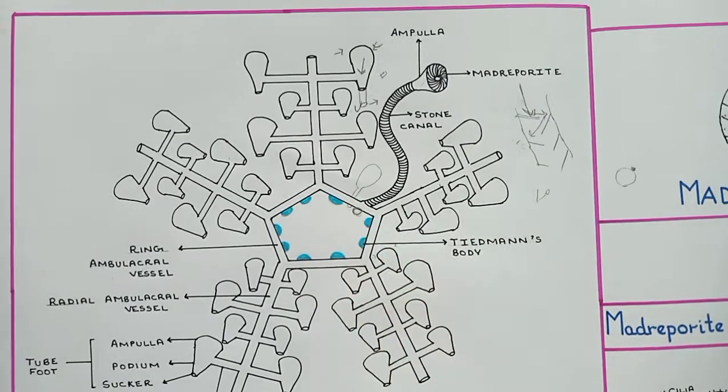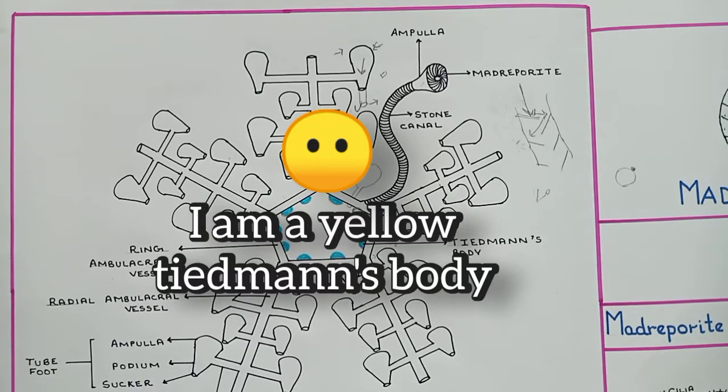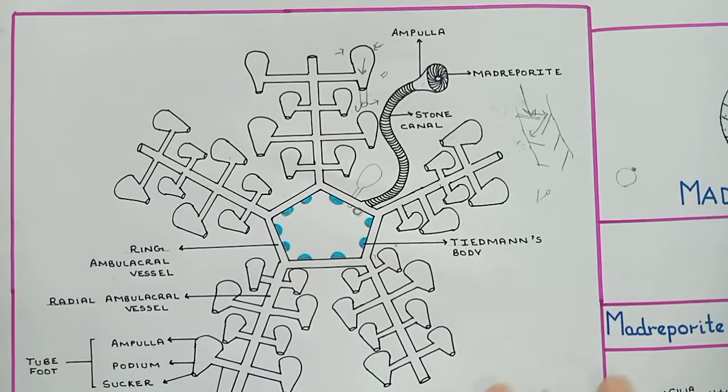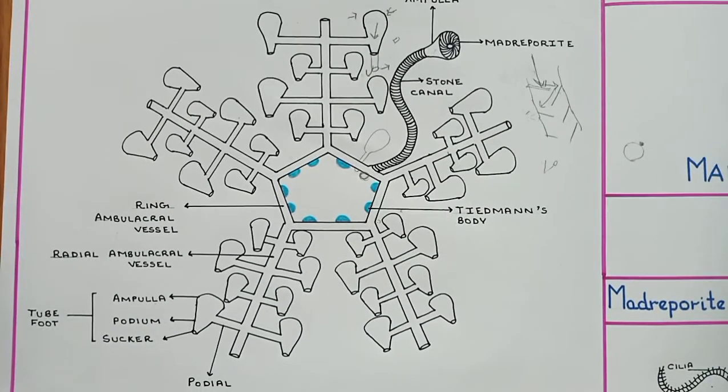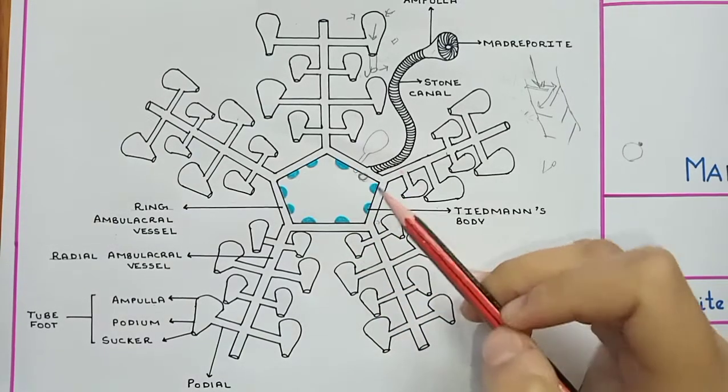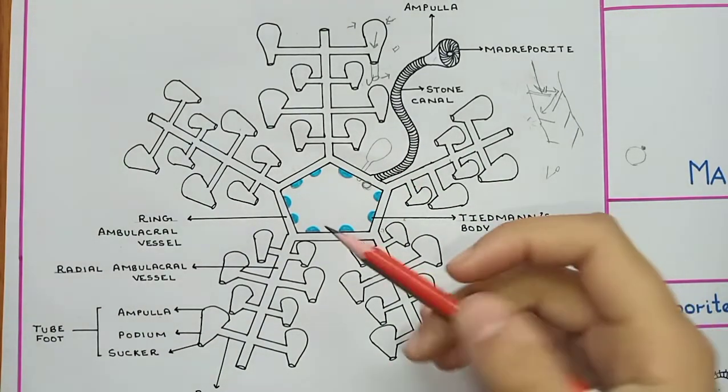Basically these Tiedemann bodies are yellowish in color. Okay, they might be irregular. Here I've shown them rounded, but they might be irregular in shape as well. They're glandular in structure. Now this is one more important thing.